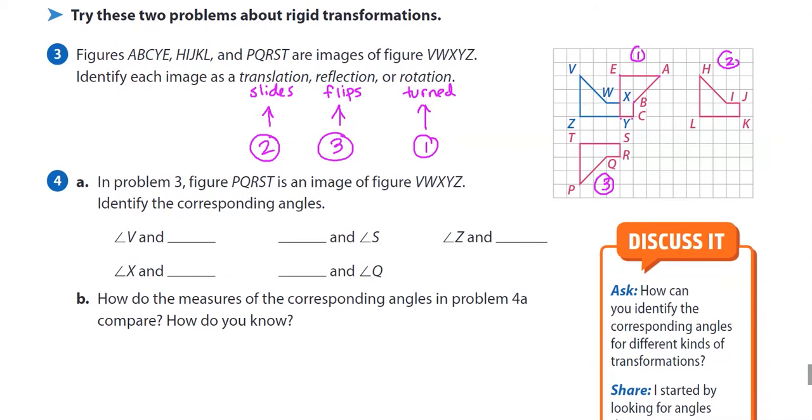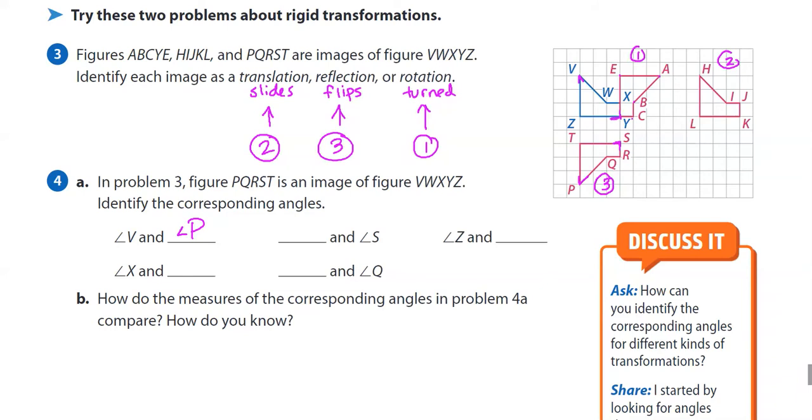So in problem 3, we've got PQRST right here, the one that is the reflection, and we're going to identify the corresponding angles, and we've got this little angle symbol right here to help us out. So we've got angle V corresponds to, let's see, angle P. Angle P. Let's see, we've got angle S. Ooh, it's a little hard to see it up here, isn't it?